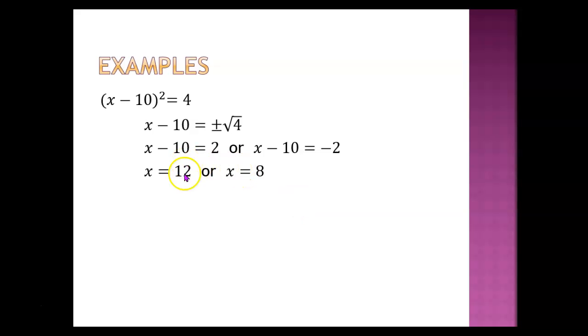If you want to test them, look what happens when we put in 12 for x. 12 minus 10 would be 2, and 2 squared would equal 4. And look what happens when we put in 8. 8 minus 10 would be negative 2, and then negative 2 squared would be 4.